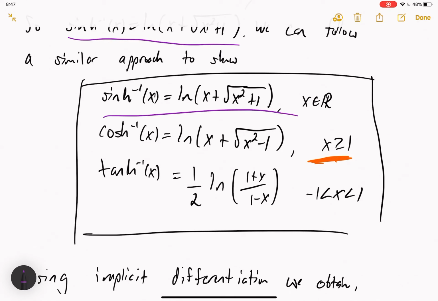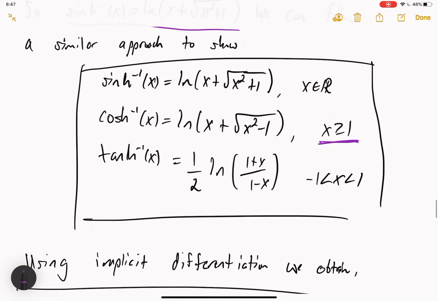So we get sinh inverse of x, again defined likewise. Cosh inverse of x is equal to ln of x plus the square root of x squared minus 1. And one of the key things we need to note is that x has to be greater than or equal to 1. Otherwise, if you plug in something like 0 or something that's not greater than or equal to 1, then we get a negative inside the radical, and we get a complex number inside the logarithm, which is undefined for us.